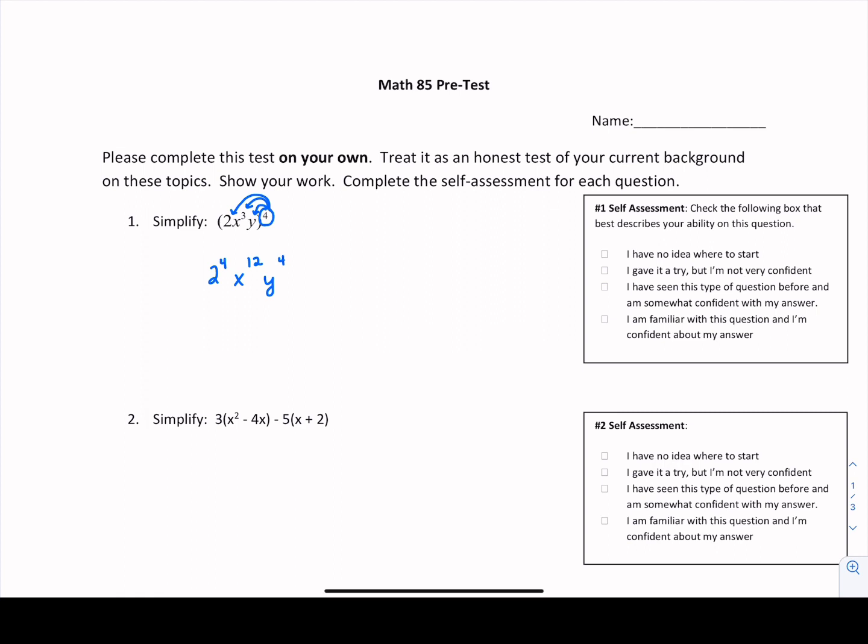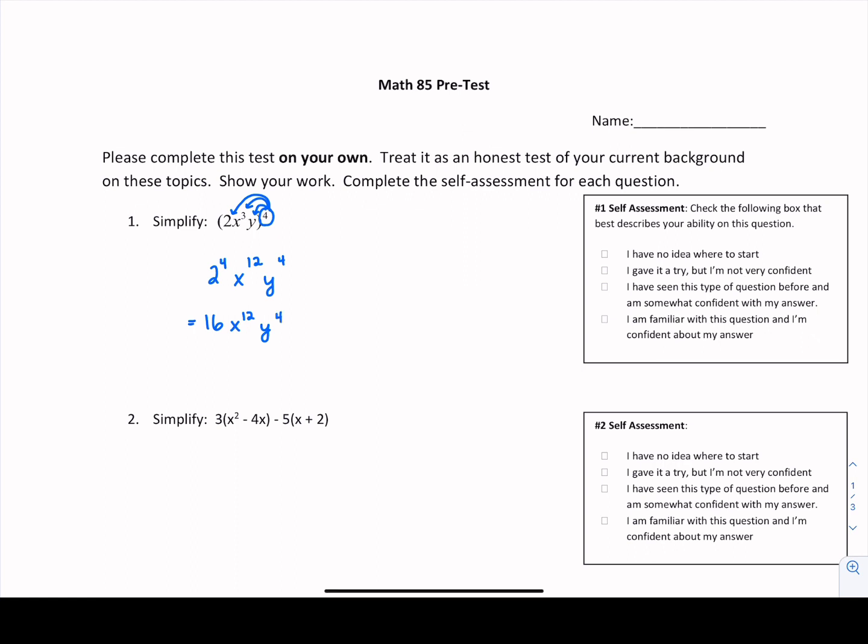From here, you can evaluate 2 to the power of 4, and that really is 2 times 2 times 2 times 2. So 2 to the fourth power turns out to be 16, and we have x to the power of 12, y to the power of 4.